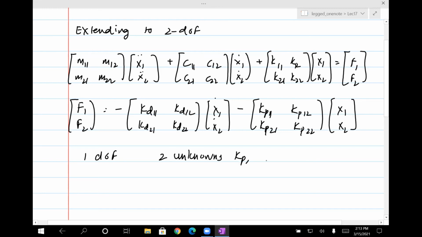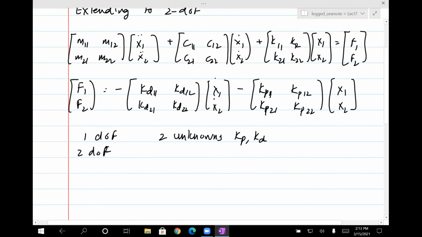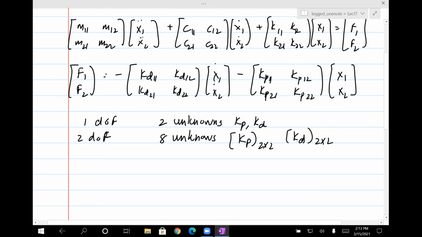So for one DOF, we have two unknowns, kp and kd. For two DOF, if you count here, 1, 2, 3, 4, 5, 6, 7, 8, so 8 unknowns: the KP matrix, which is 2 by 2, and then the KD matrix, which is 2 by 2. So for 2 DOF, since we have 8 constants, we'll have to generate 2 equations.